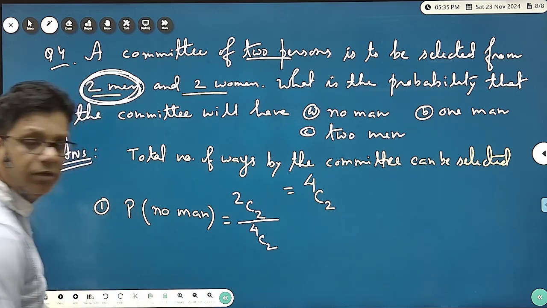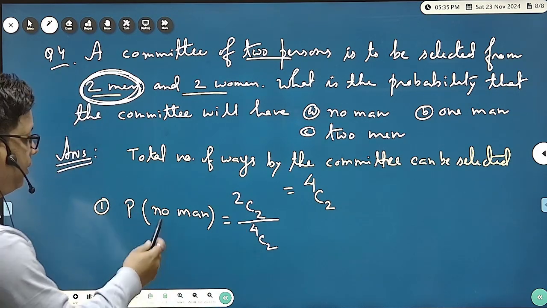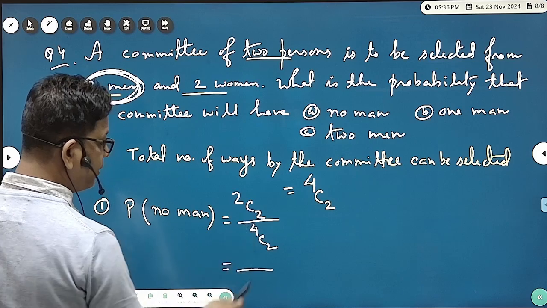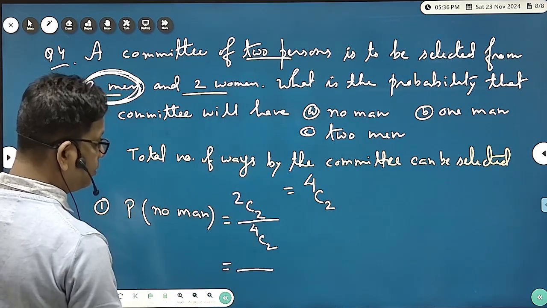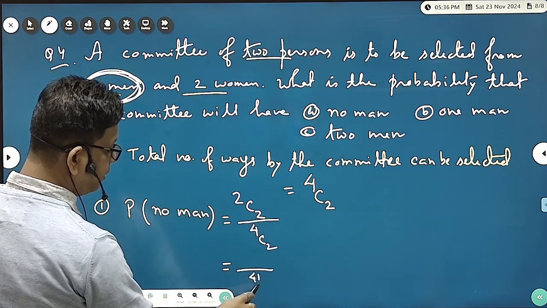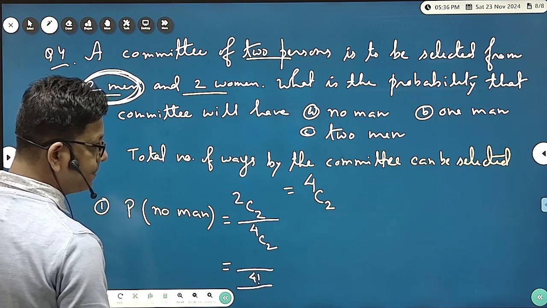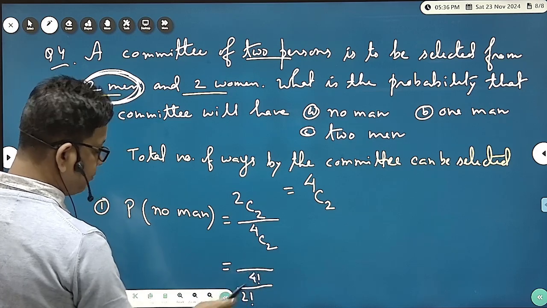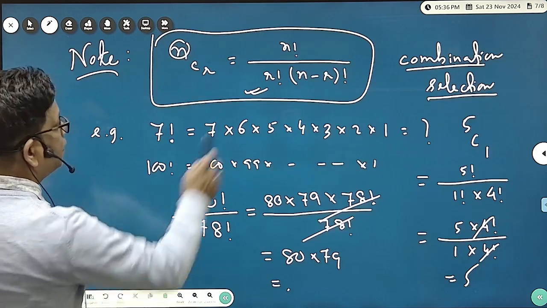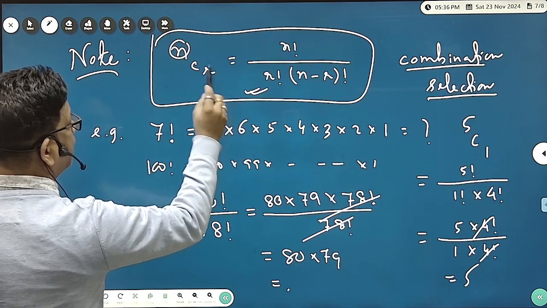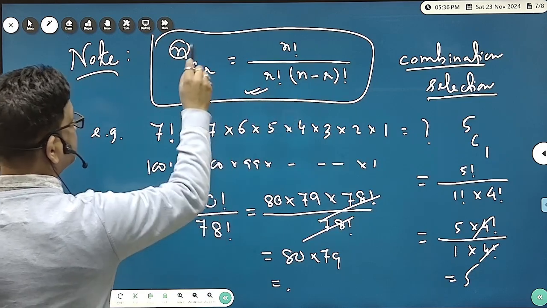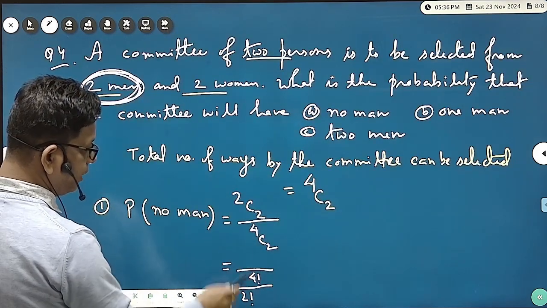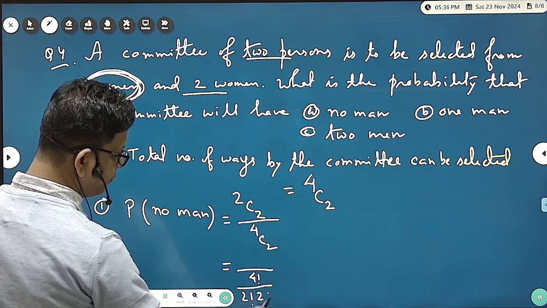So this is the probability of no men. That means both will be women. Now, you just find it. 4C2. I gave the formula already. What is that? 4 factorial by 2 factorial, again 4 minus 2. What is the formula? n factorial by r factorial, then n minus r factorial. N minus r means you have to subtract these 2 numbers. Yes or no? So this is 4 factorial by 2 factorial, 4 minus 2, 2 factorial.